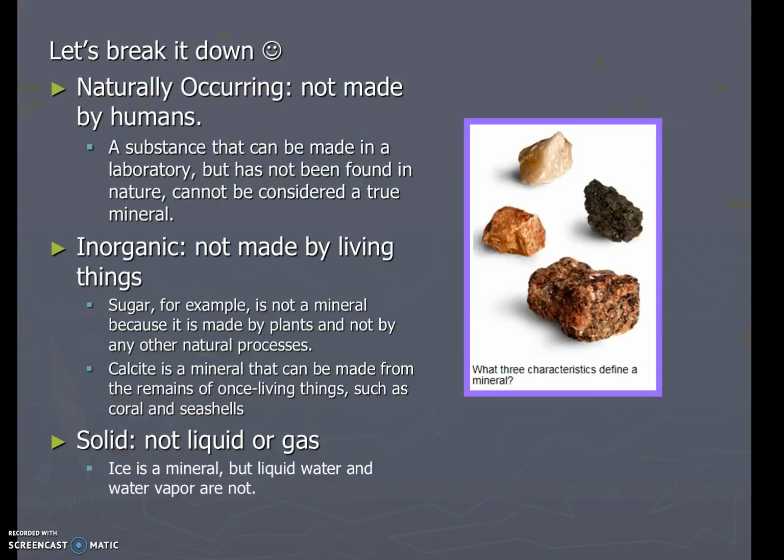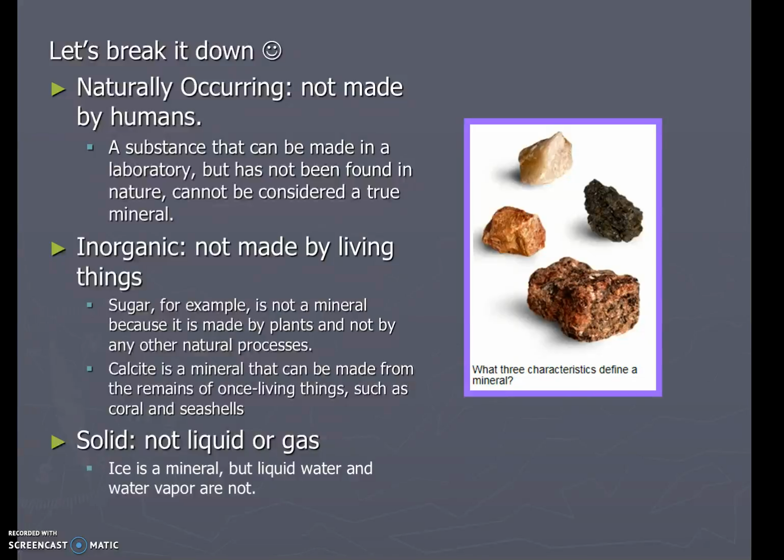The first three things were solid, naturally occurring, and inorganic. We'll start with naturally occurring. If something occurs naturally, it must not be made by humans. So a substance that can be made in a laboratory but cannot be found in nature cannot be considered a true mineral. Minerals must naturally form in nature.